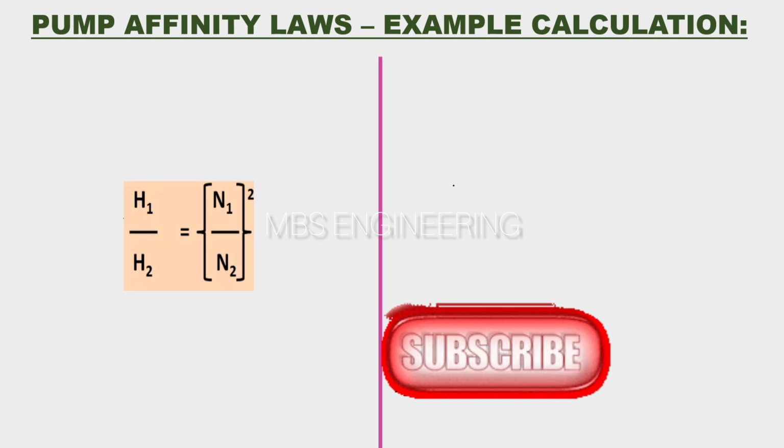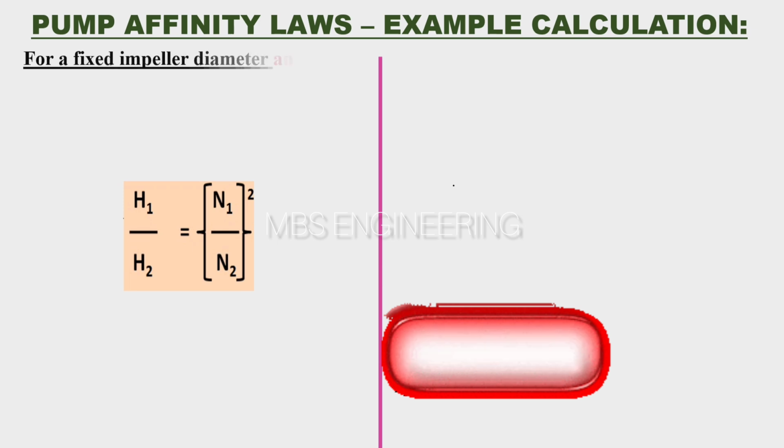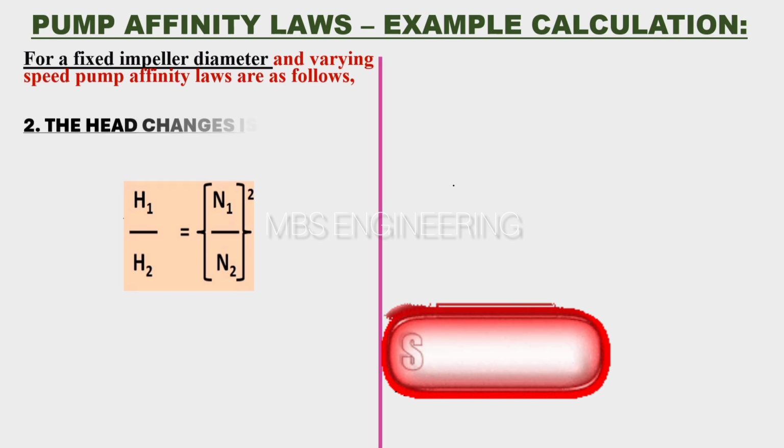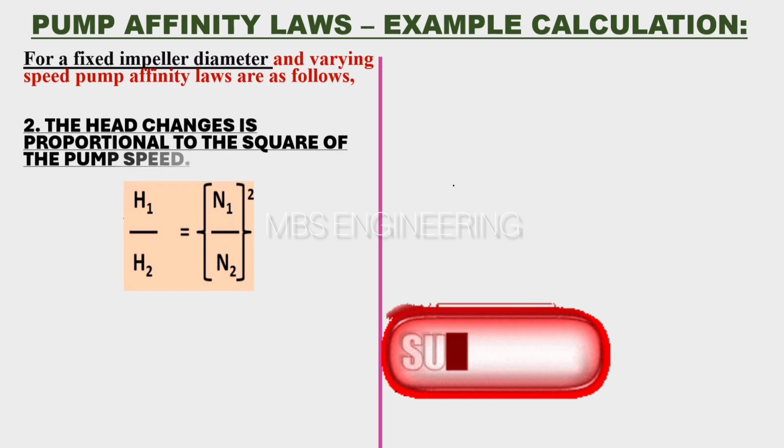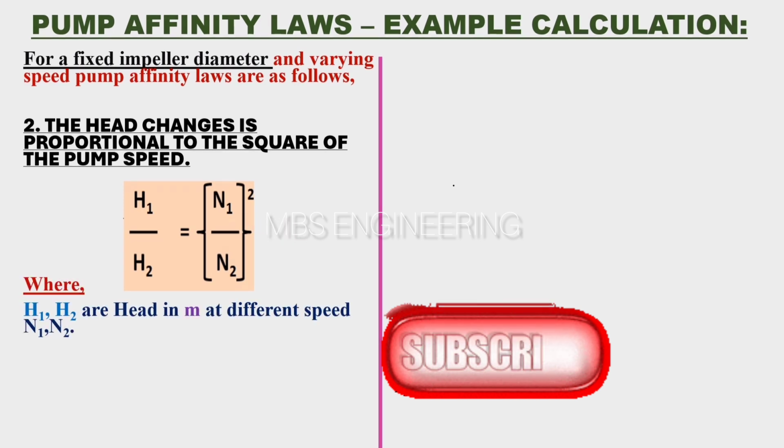Next, we learn about the formula for pump affinity laws. For a fixed impeller diameter and varying speed, the pump affinity laws are as follows. The second affinity law for the pump: the head changes in proportion to the square of the pump speed. The head H1 divided by H2 is directly proportional to the square of speed N1 divided by N2, where H1 and H2 are pump heads in meters at different speeds N1 and N2, and N1 and N2 are speeds in RPM, revolutions per minute.